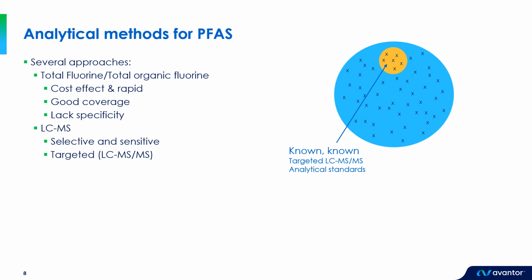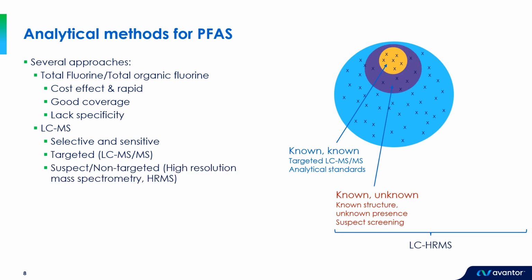This approach does require the use of analytical standards, which can be problematic as they are often not readily available. We can also look to employ high-resolution mass spectrometry, and using mass spec libraries we can target a wider range of known compounds that may be present. We can also use this approach to identify features in the data that correspond to unknown PFAS compounds, thereby further increasing the coverage of the sample. But typically this LC high-res mass spec approach tends to be more applied in research settings.